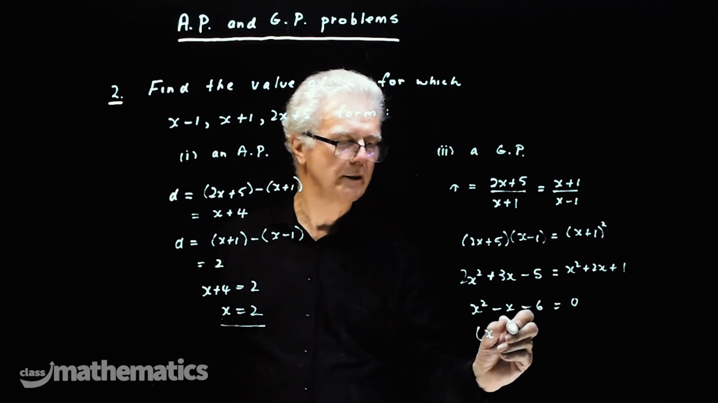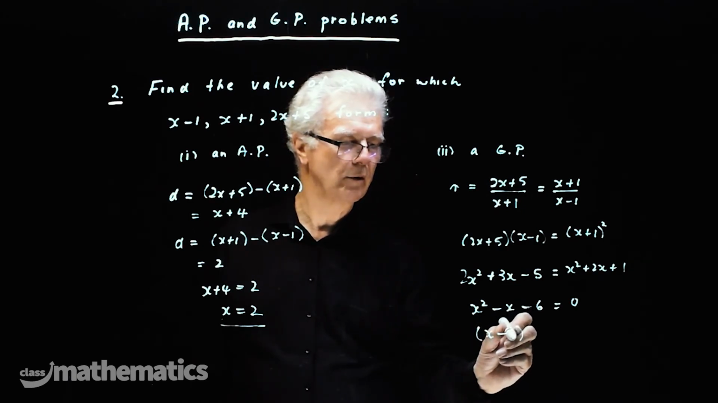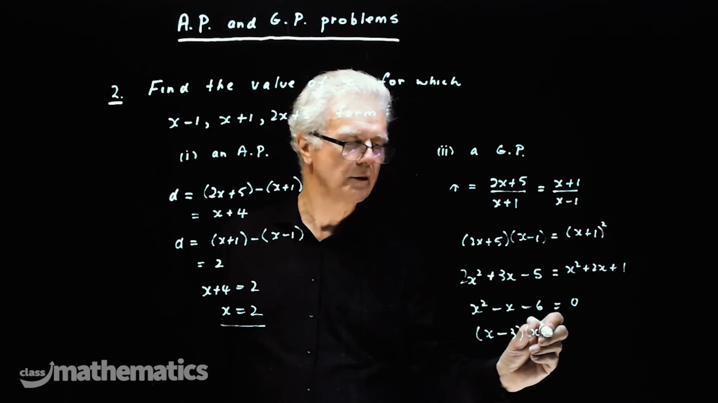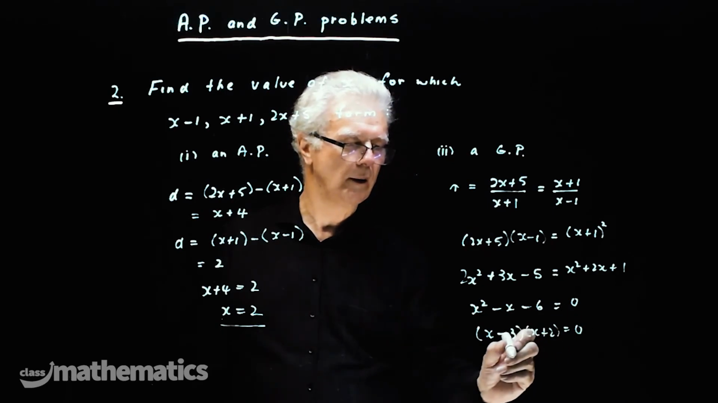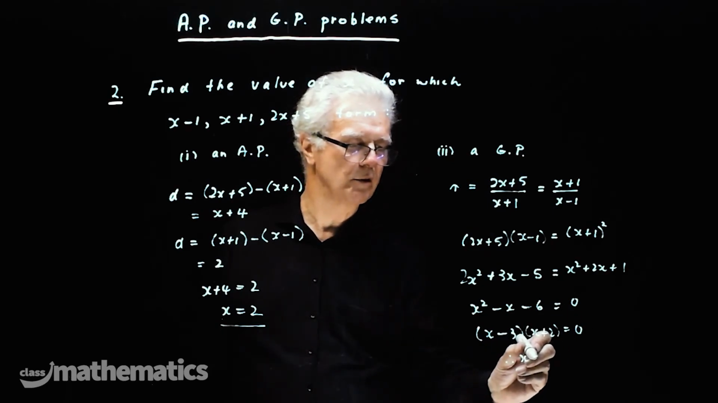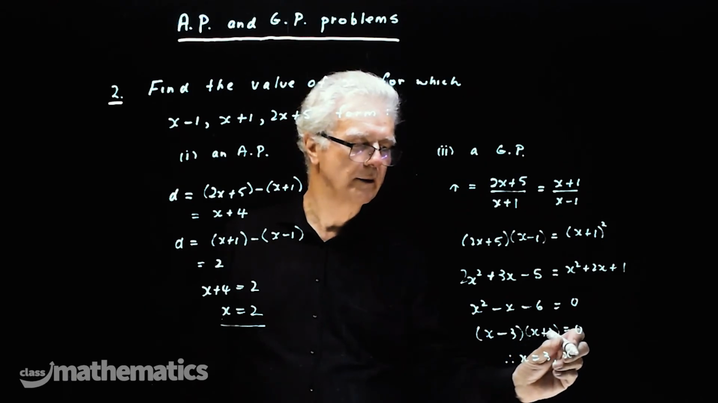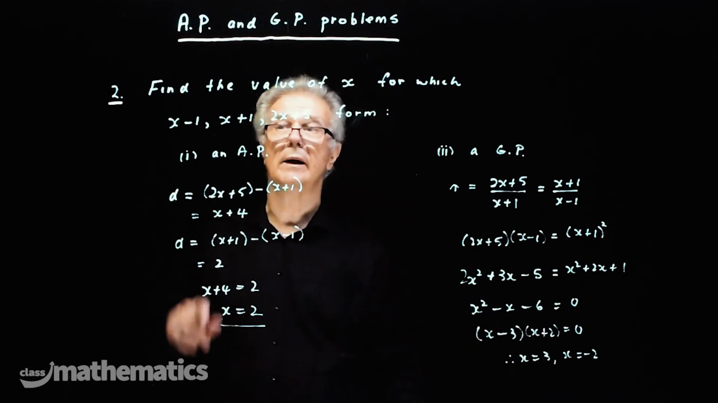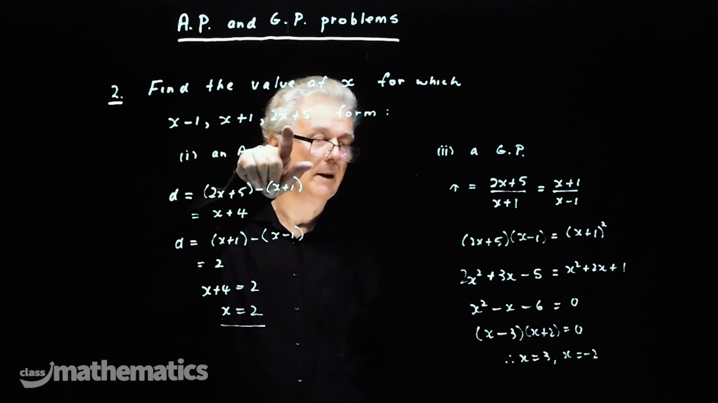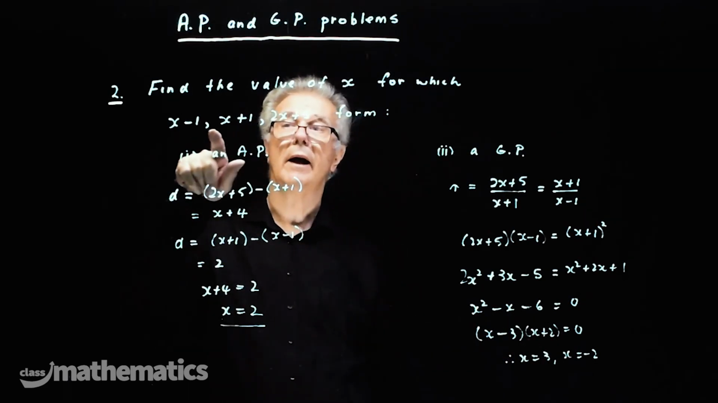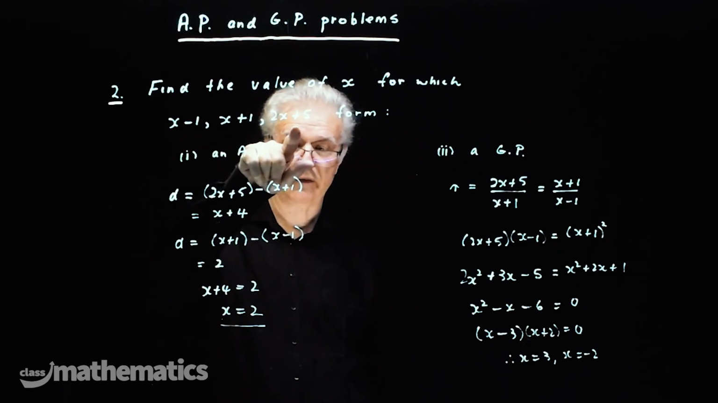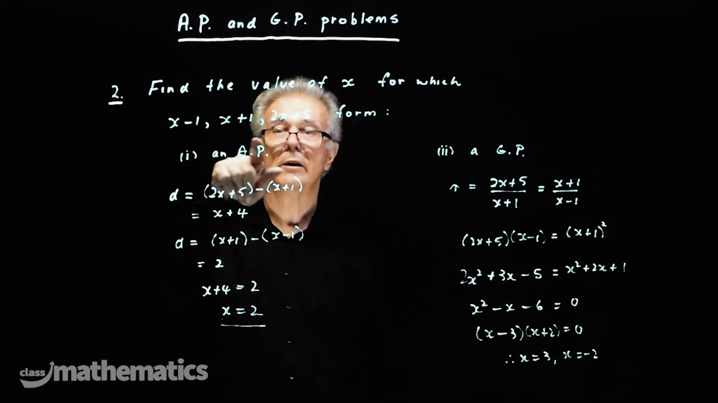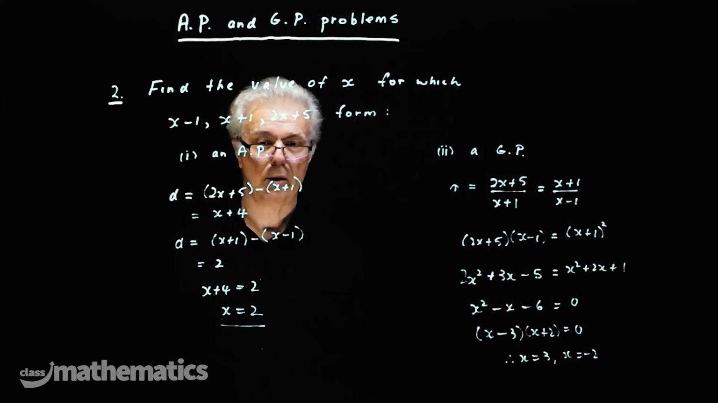Factorising that, I get (x minus 3)(x plus 2) equals 0. Therefore, x equals 3, or x equals minus 2. And I think you'll find as you substitute those values back into these original ones here, that will form a GP when it's 3, and also will form a GP when it's minus 2. Just check that out yourself. And you put the minus 2 back in here, you're going to get an AP. All right, done.